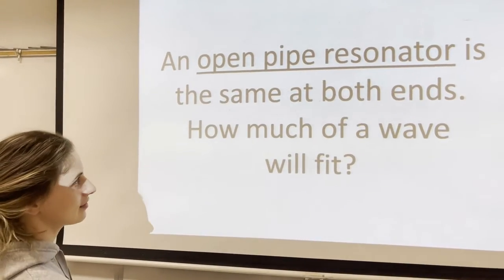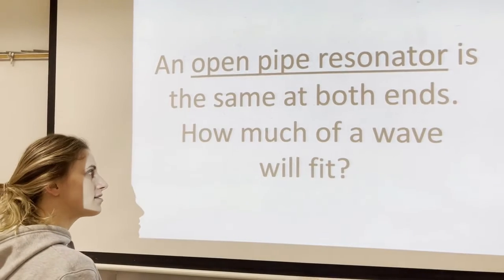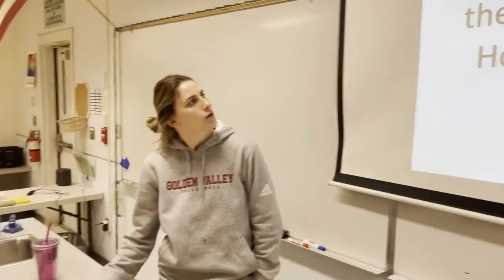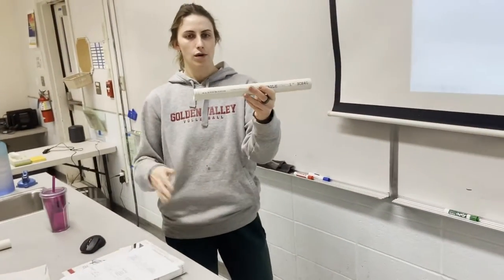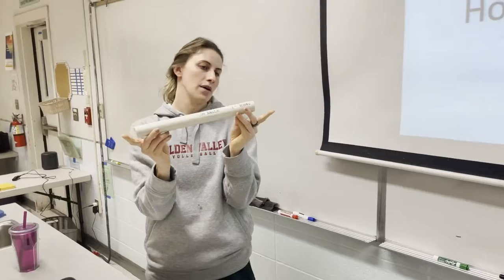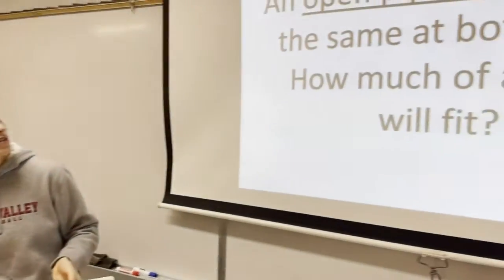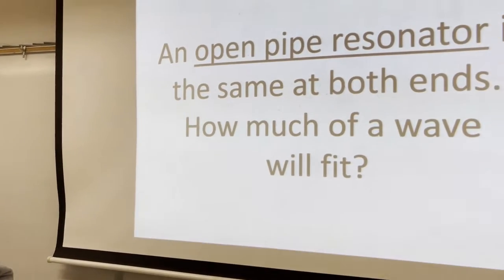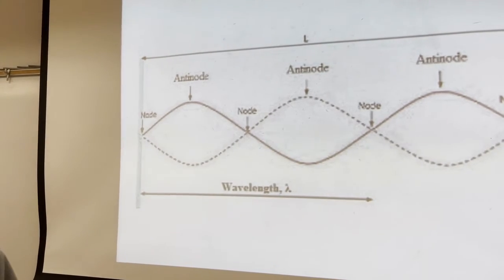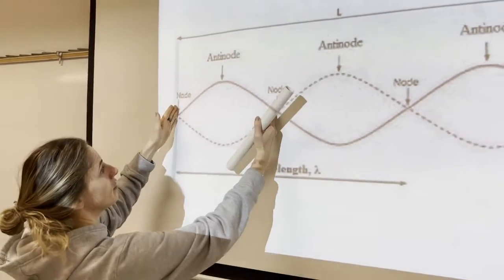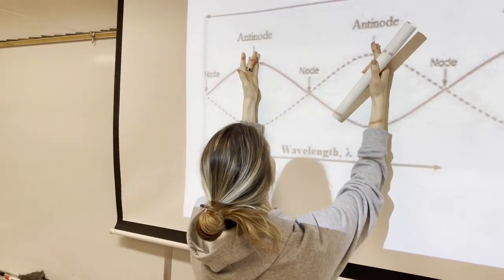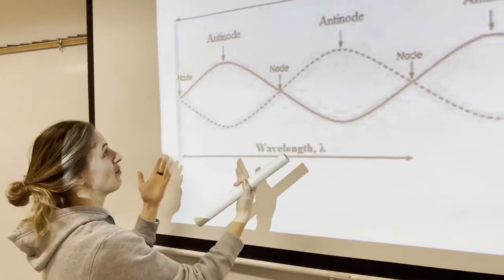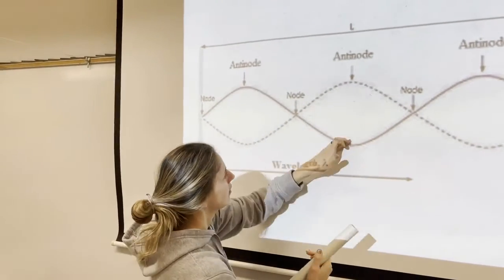An open pipe resonator is the same at both ends. How much of a wave will fill it? Well, the open pipe resonator is when you hit it and took your hand off, right? In that case, it's open at both ends. So what was the question again? How much of a wave will fit in it? We said it's the same at both ends. So that means it has to be either a node and a node or an antinode and an antinode. So how much of a wavelength is between a node and a node? Half a wavelength. And same thing from here to here, that's half a wavelength.